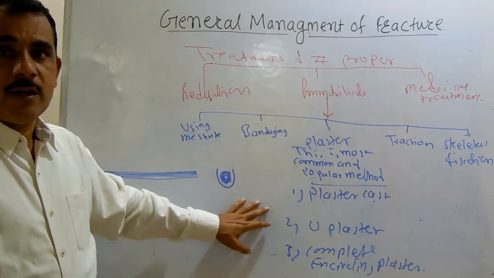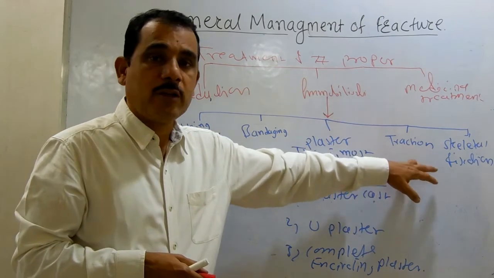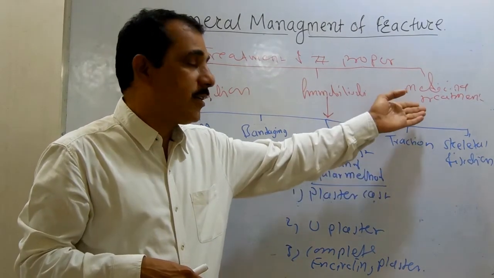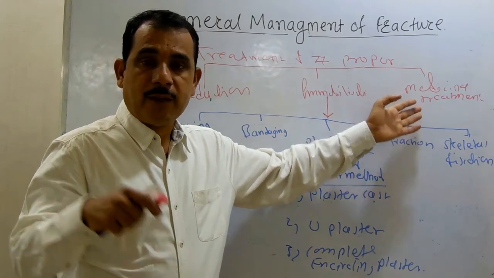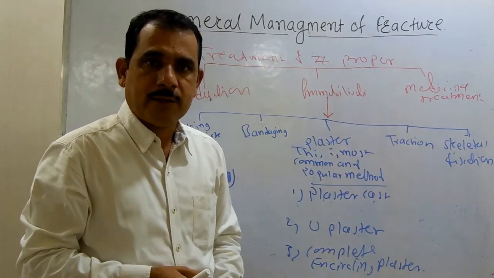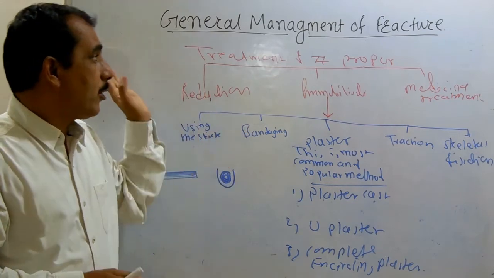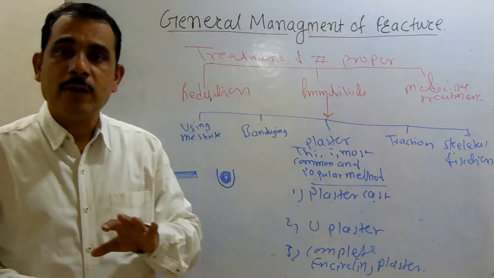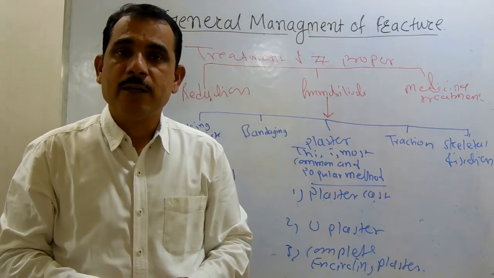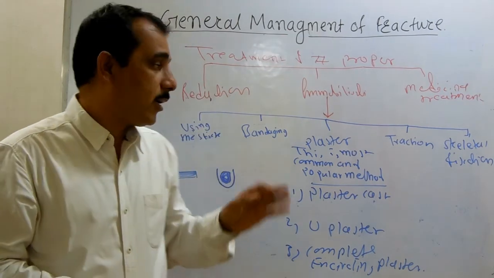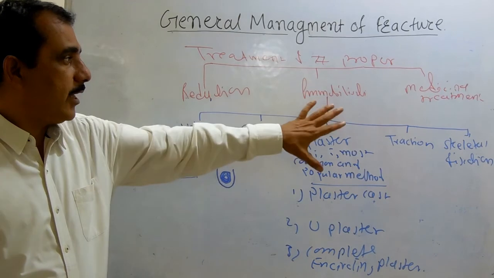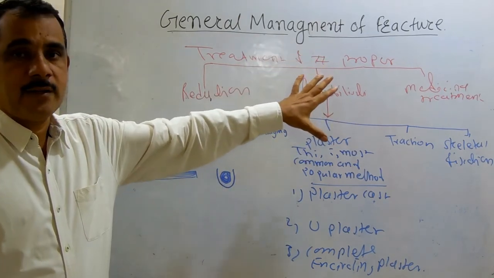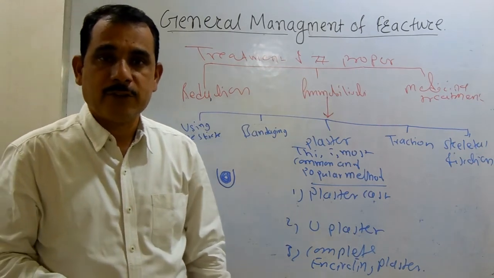In the next lecture, we will see the other methods of immobilization and the rest of the treatment, that is medicinal treatment of the fracture and rehabilitation. After completion of general management, instead of taking the types of fracture, we will go for dislocations of the joints. Hope that you understand this lecture. In the next lecture, I will complete the remaining general management of the fracture, and then further lectures will continue.